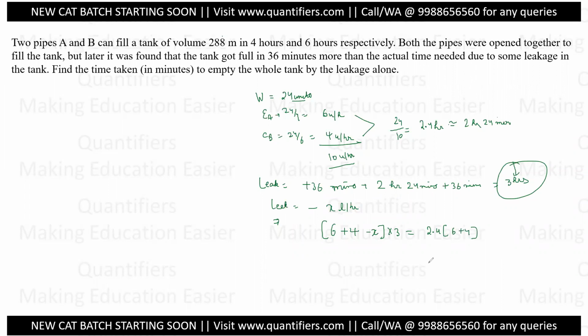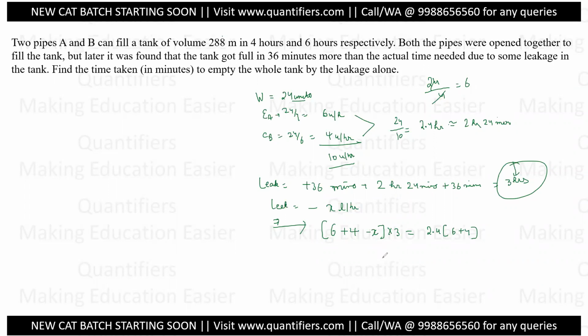Can I write this? Is this clear to everyone? Yes or no? Anyone, any doubt? I took 6 and 4 as efficiencies, beta, I assumed 24 as the capacity in 24 hours, right? I have assumed 24 as the capacity. If one pipe can fill in 4 hours, its efficiency is 6 per hour, right? 6 plus 4 minus x, because x is the negative work, right?